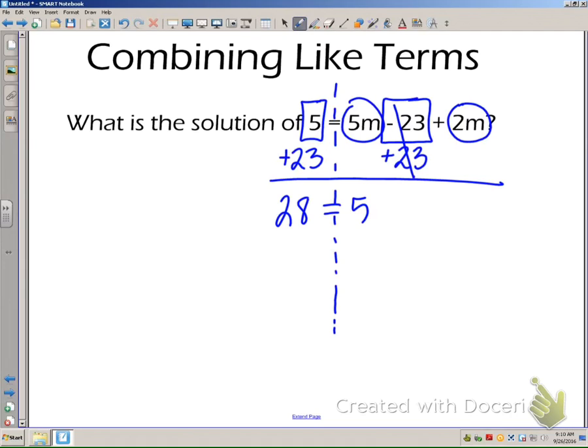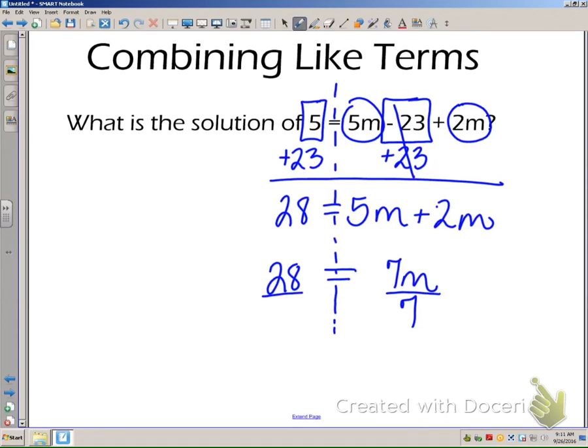Then I'm left with 5m plus 2m on this side of the equal sign. These are like terms. I can go ahead and combine. 5m plus 2m gives me 7m. I just add the coefficients since they both have the variable m. Now the division property of equality tells me that if I divide this side by 7 in order to get rid of that 7, I must also divide this side by 7. So m is equal to 4.